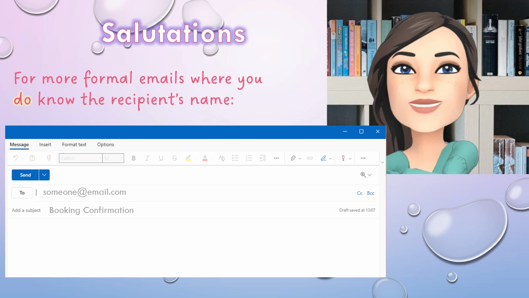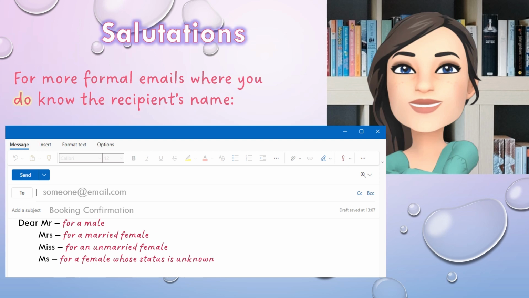For formal emails where you do know the recipient's name, you will use the following: Dear Mr. for a male, Mrs. for a married female, Miss for an unmarried female, Ms. for a female whose status is unknown, and Doctor for a person with this status, and then you would use their last name. For example, Dear Mr. Richards.